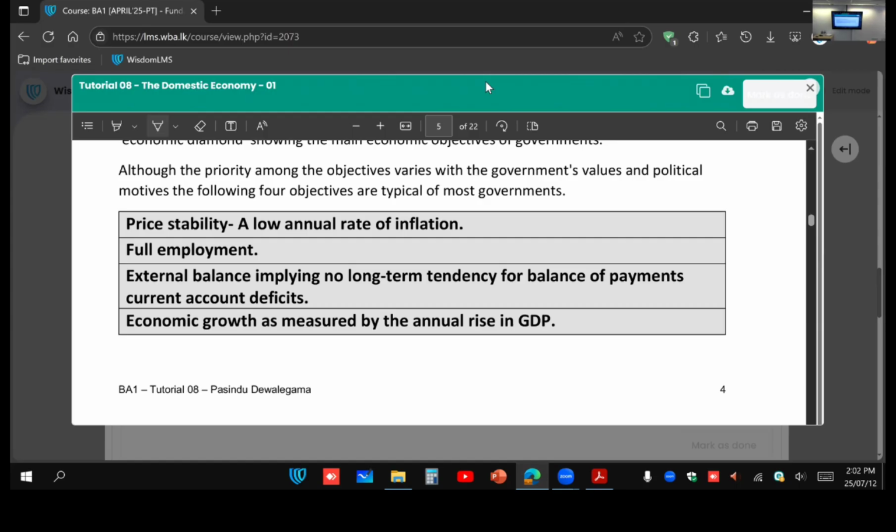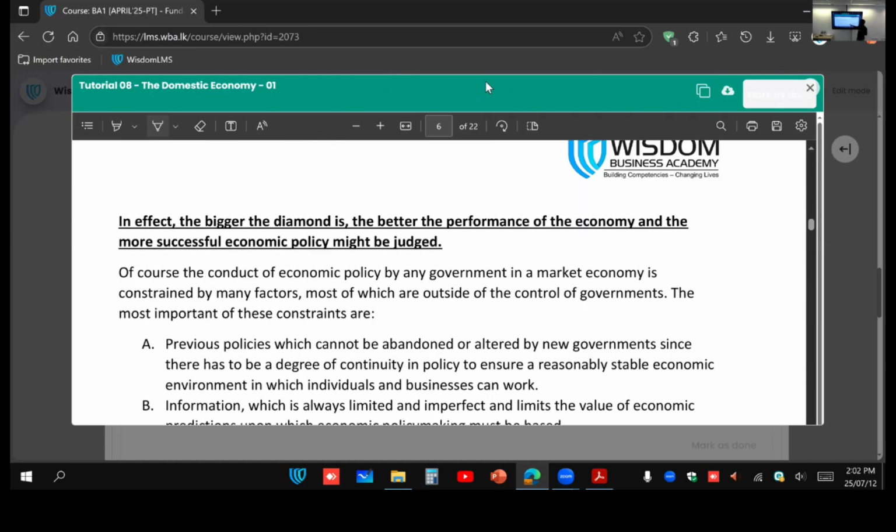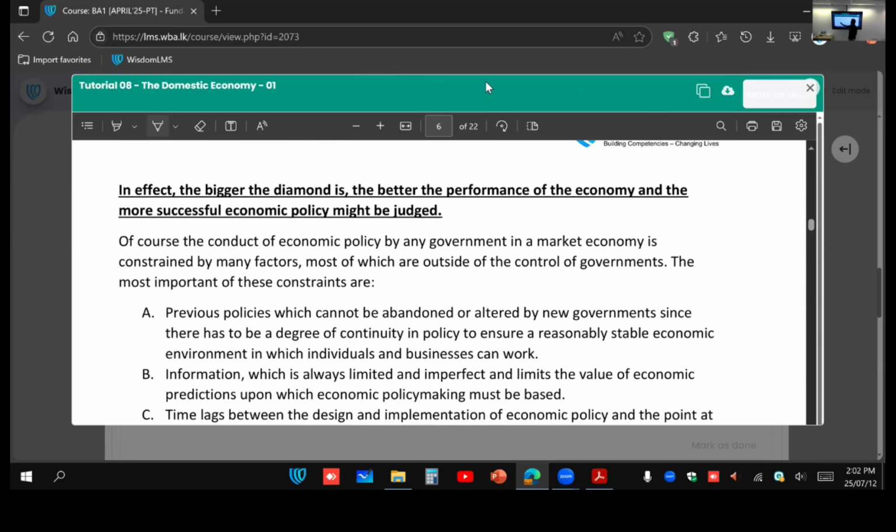So which one is bigger, GNP or GDP? GNP. Whatever is produced inside the borders by foreigners comes under GDP. Then, in effect, the bigger the diamond is, the better the performance. Important: the bigger the diamond is, the better the performance of the economy, and the more successful economic policy might be judged.